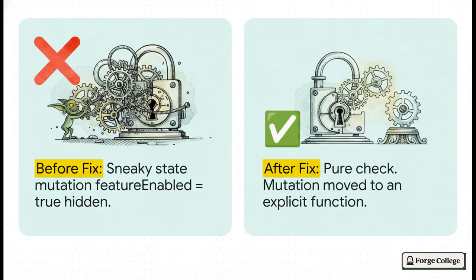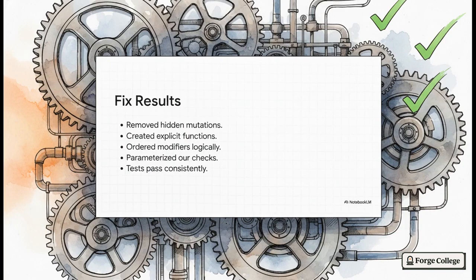We take the side effect, actually enabling the feature, and we put it into its own explicit, clearly named function where it belongs. And the results are immediate. We removed the hidden state mutation from only owner, we created that explicit enable feature function, we explicitly ordered the privileged action modifiers so they make logical sense, and we parameterized our non-zero checks. And guess what? Our unit tests, which were previously throwing completely erratic errors, now pass consistently with flying colors.